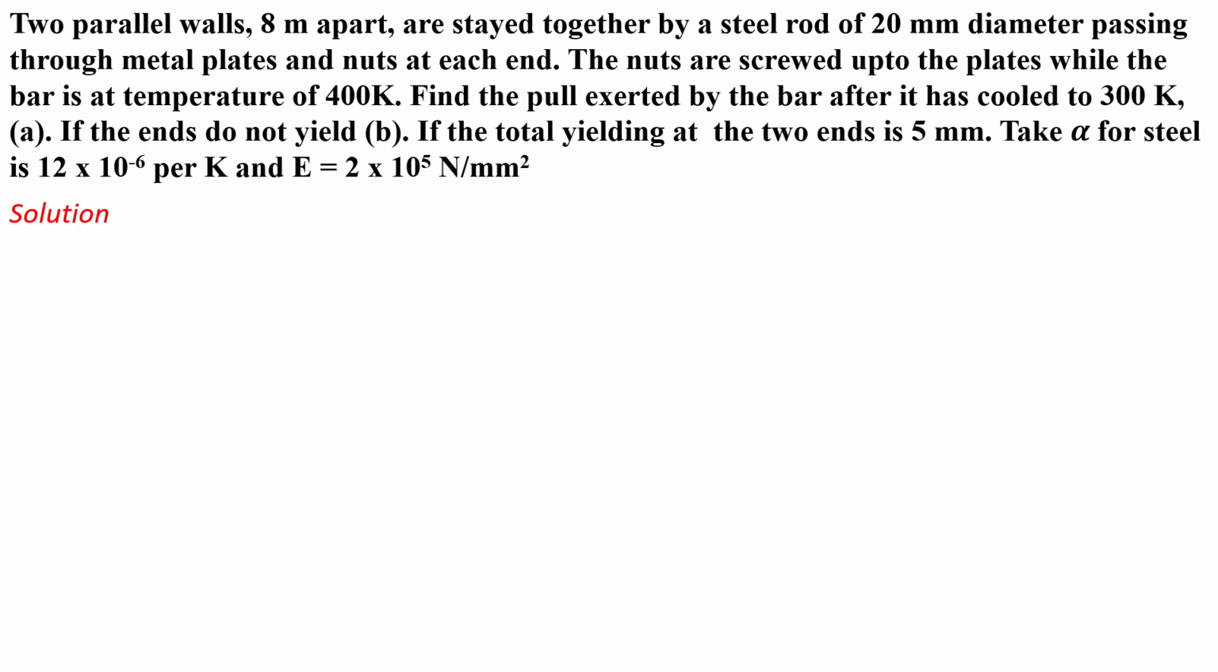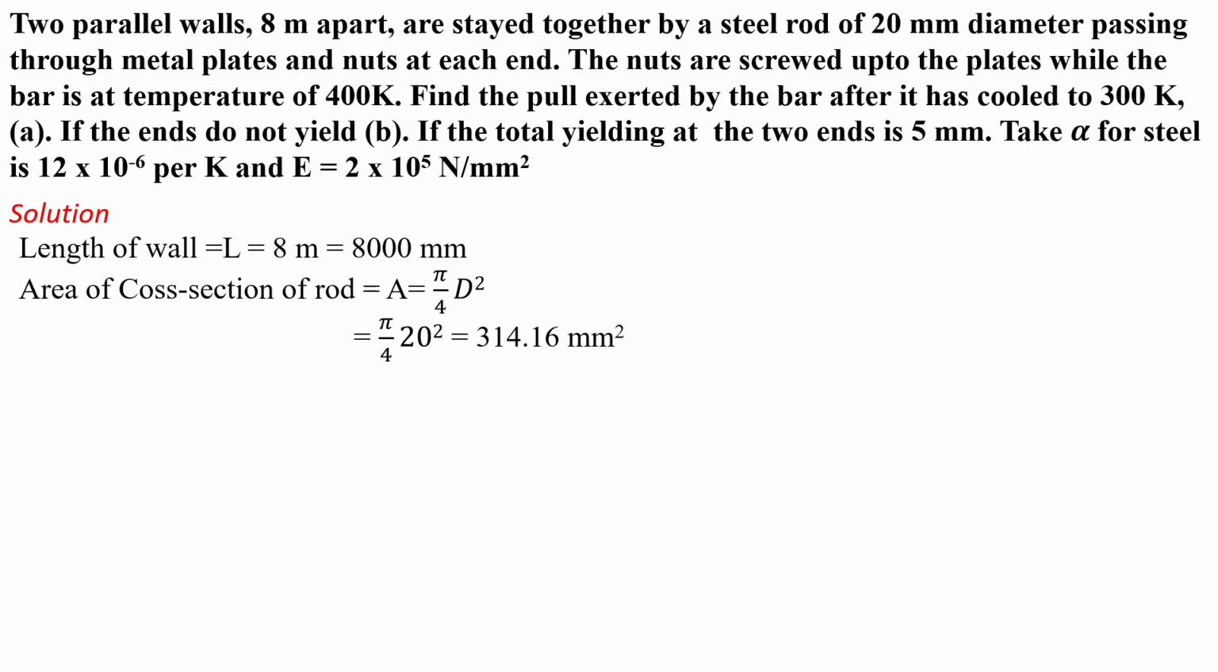First, write down the given data. The length of the wall, let's consider capital L, is 8 meters. We have to express this in mm because the E value is given in Newton per mm square. So length of the wall L equals 8000 mm, and the diameter of the steel rod is 20 mm. Then the cross sectional area of the steel rod, let's consider capital A, equals pi by 4 into 20 square, that is 314.16 mm square.